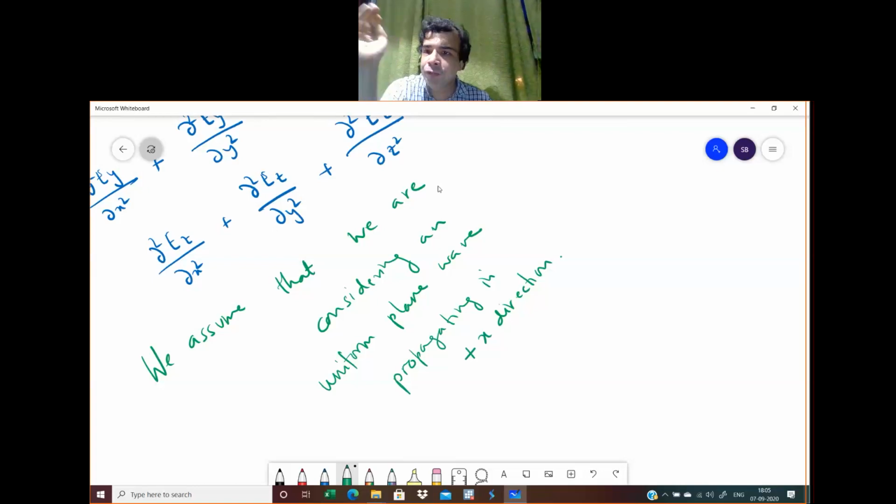That means if my wave is propagating in the plus x direction, or for that matter the minus x direction as well, there will be no y and z variation. Is this okay? If the uniform plane wave is propagating in the x direction, be it plus x or minus x, there will be no variation in y and z. If it is propagating in plus y or minus y, there will be no variation in x and z. If it is propagating in plus z or minus z, then there will be no variation in x and y. Right?